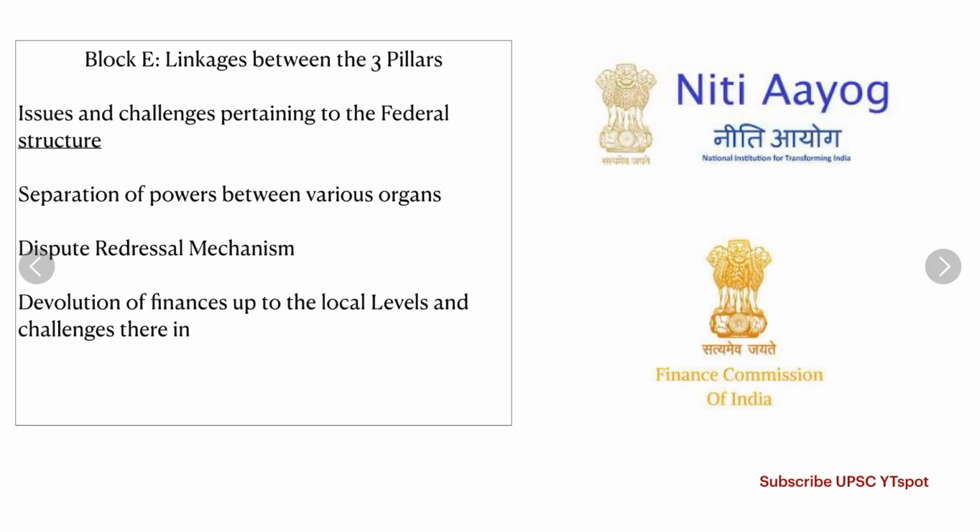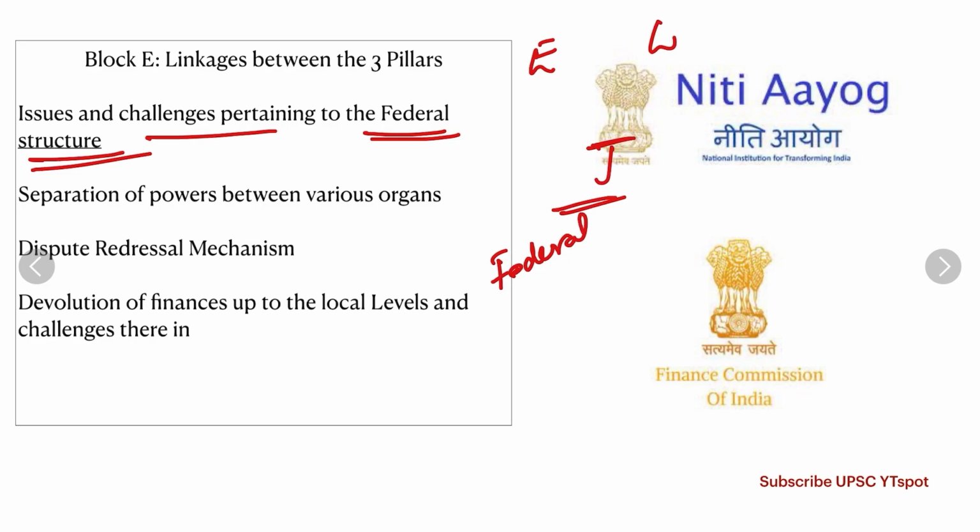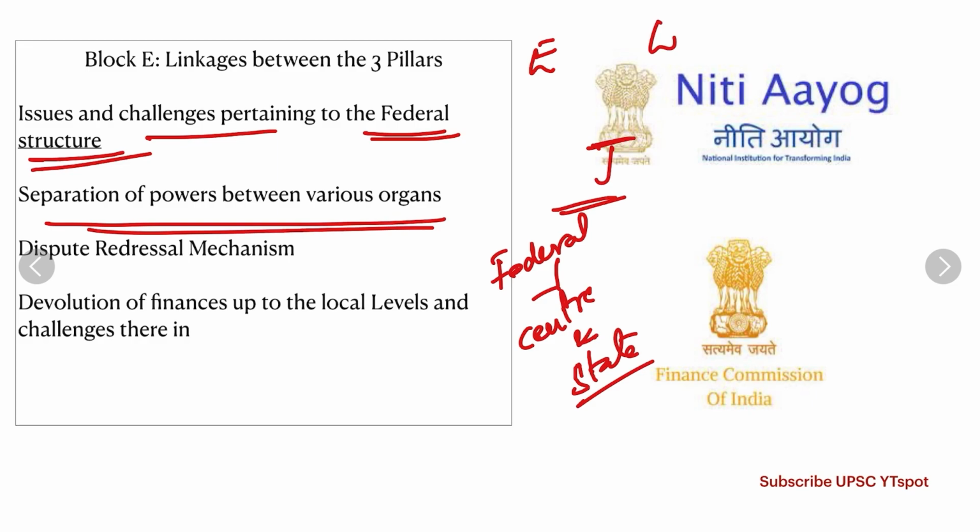The next topic is, once we have understood the three pillars, that is executive, legislature and judiciary, we will link these three pillars. So while linking these pillars, we understand the issues and challenges with respect to the federal structure. Federal structure refers to the linkages between center and state governments. So here we study about functions of central government, functions of state government, various challenges with respect to these structures. Then we study about separation of powers between various organs.